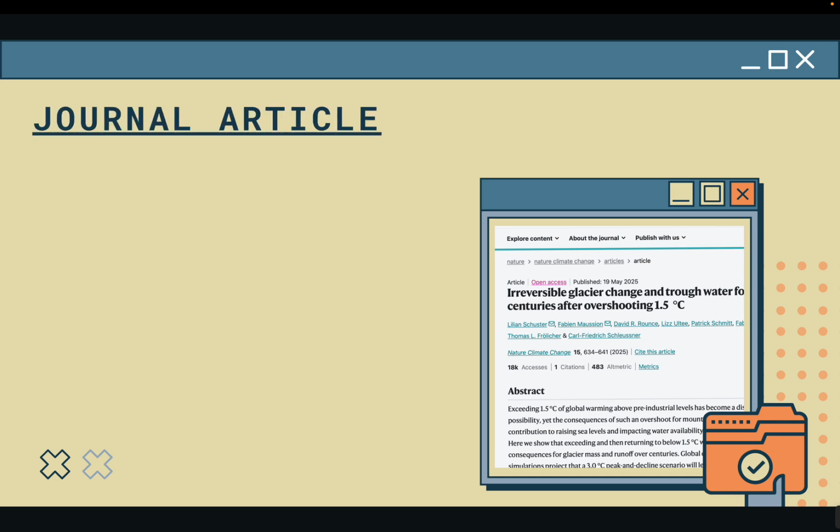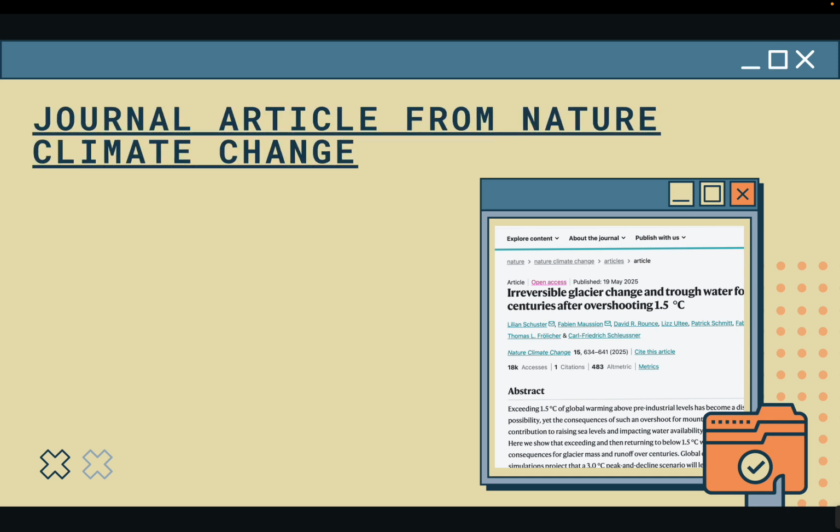So, next we look at a journal article from Nature Climate Change. When we go over currency, this article was published in 2025. Because it was published in the last 2 to 3 years on climate change, it is current.